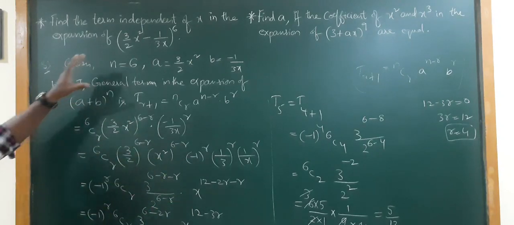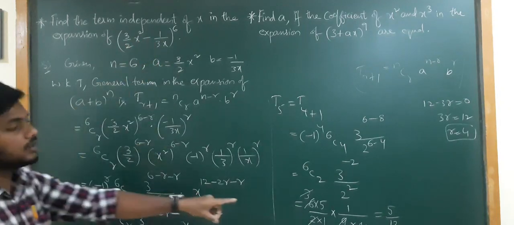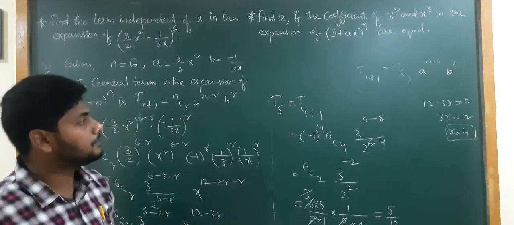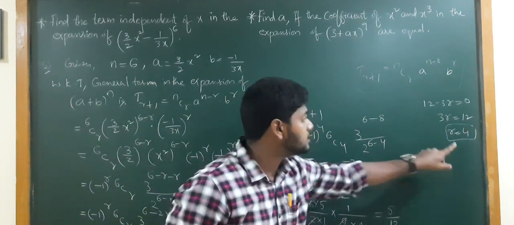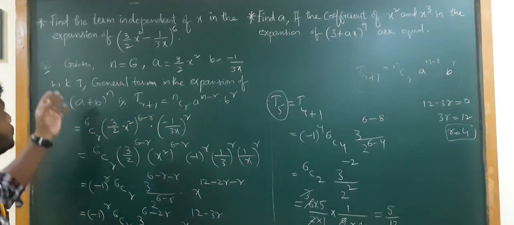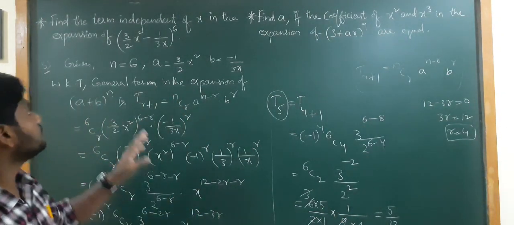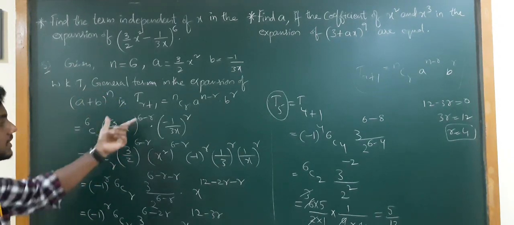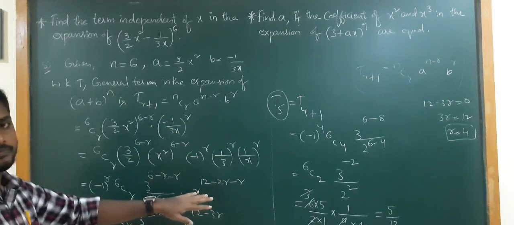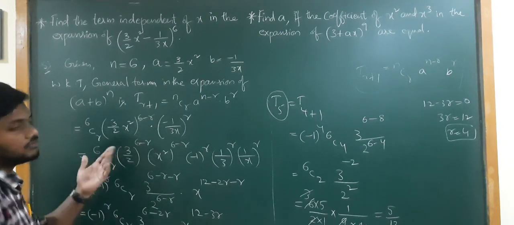So the term independent of x in this expansion (3 by 2 x square minus 1 by 3x) power 6 is 5 by 12. If they ask which term is the term independent of x, if the r value is 4, which term is it? The fifth term is the term independent of x. But if they ask you to find that term also, that term is nothing but 5 by 12. This is how we need to find the term independent of x. In the general term, we will equate the power of x to 0. If we get that r value and substitute that r value here, we will get the term independent of x. This is how we need to do.